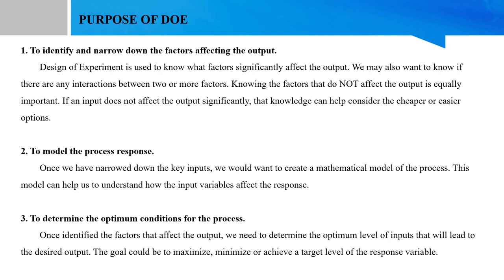The third purpose is to determine the optimum condition for the process. Once we have identified the factors that affect the output, we need to determine the optimum level of inputs that will lead to the desired output. The goal could be to maximize, minimize, or achieve a target level of the response variable.